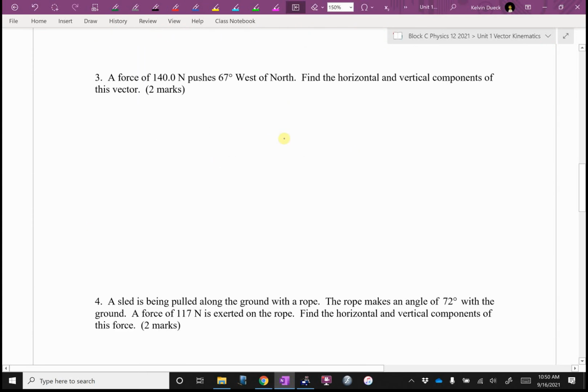Find the horizontal and vertical components of this vector. I better draw a compass rose. 67 degrees west of north. West of what? North. I'm going to start out going north first. What of north? West of north. How many degrees? 67 degrees. So it's something like that, where this angle is 67 degrees, and this is 140 newtons.